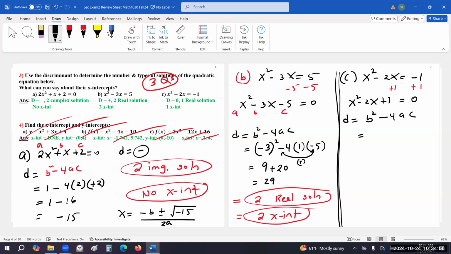What is our B? Negative 2. What is our A? And C? 1. What is negative 2 whole thing squared? So we have 4 minus 4, which is our discriminant, 0. What does that mean? What type? Real or imaginary? Real. We get imaginary only when our discriminant is negative. 1 real solution means we are crossing the x-axis only once. So we have only 1 x-intercept.